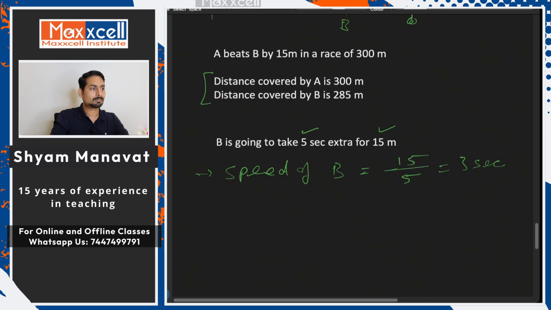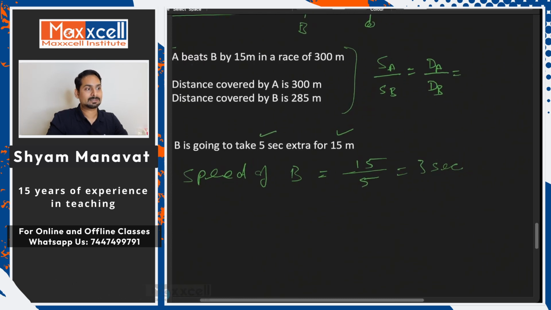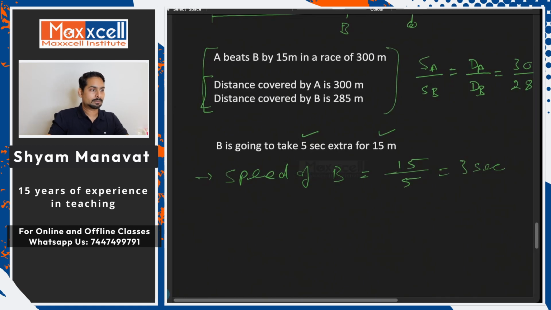Now think about it. When we take it from the distance point of view, in that case I can say speed of A by speed of B should be equal to distance of A by distance of B. That should be equal to A's distance covered, 300, by B's distance covered, 285, right? So whether I say this is the ratio of distance covered or the ratio of speed between them, they are one and the same thing, right? Clear? Okay. Now you got the speed of B.